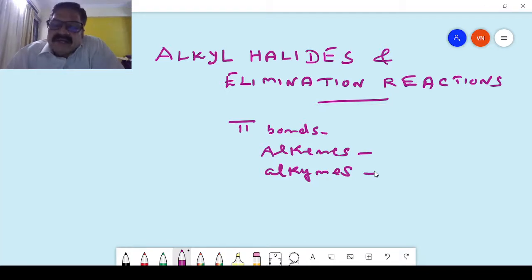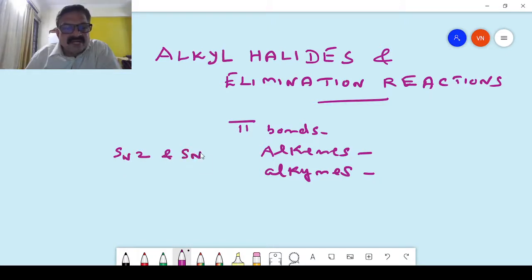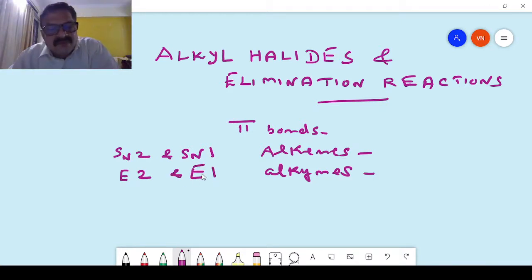So for the synthesis of these hydrocarbons, elimination reactions are very, very useful. Now, just like in the case of nucleophilic substitution reactions, where we have seen two mechanisms, that is SN2 and SN1 reactions, in the case of elimination reactions also, there are two mechanisms like this, that is E2 and E1. The first ones are substitution nucleophilic bimolecular and substitution nucleophilic unimolecular. In the same way, E2 is elimination bimolecular and E1 is elimination unimolecular.